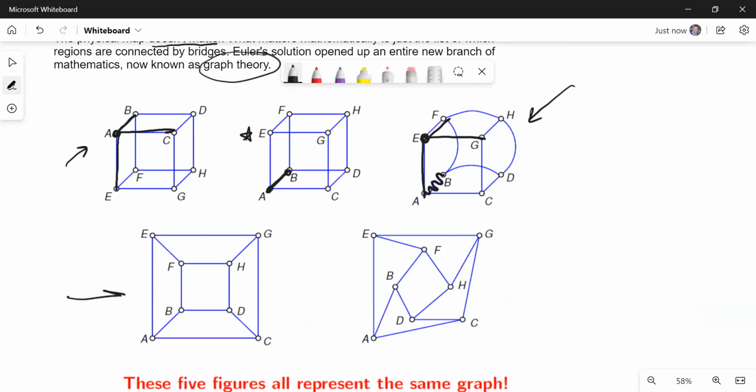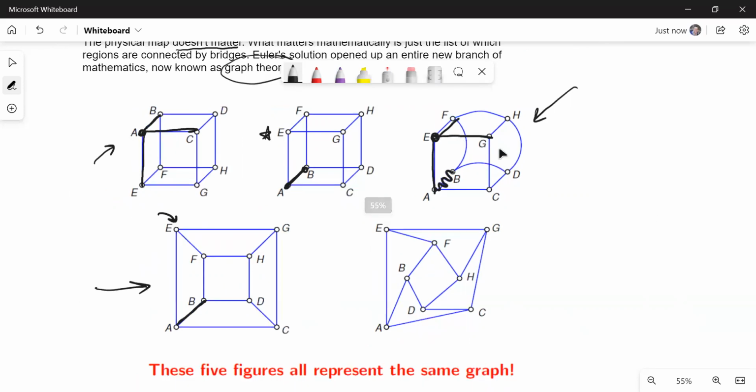And even in this flattened out map, it's kind of like a flattened out version of this box. We still have A connected with B, visible down there, and this top left-hand corner is still connected to three places. So these five figures all really represent, in graph theory, the same graph.